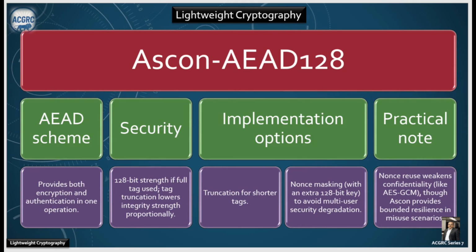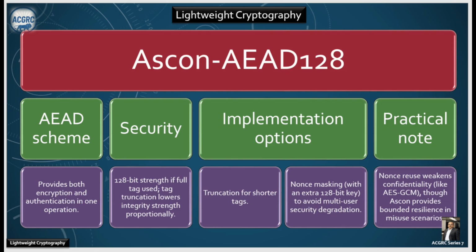So, Ascon AEAD 128. It provides both encryption and authentication in one operation. Encryption as well as authentication. It gives 128-bit strength if the full tag is used; if the tag is truncated, integrity strength is lowered proportionally. It has that security feature.